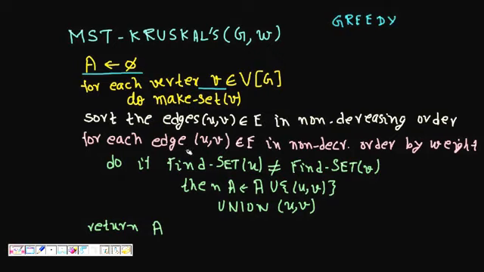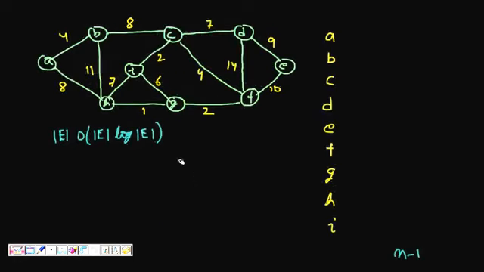Okay, so we sort, and then for each edge UV taken from the set E in non-decreasing order by weight, we find if the sets of the endpoints are the same. If they are the same, then we should not include the edge in our minimum spanning tree, because that will form a cycle. If not, then we should include it. So let's see with the example, which will make it much clearer.